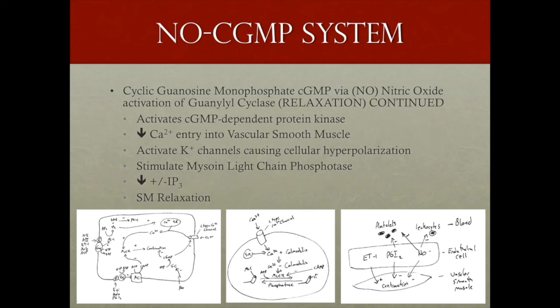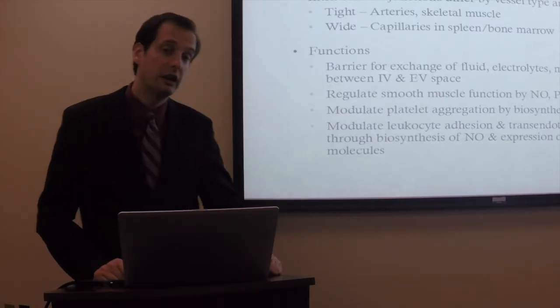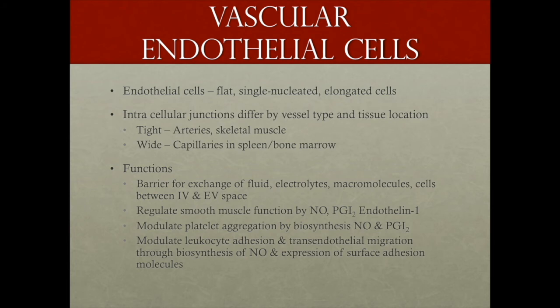Cyclic GMP also decreases calcium entry into vascular smooth muscle by inhibiting slow inward L-type calcium channels. It activates potassium channels, causing cellular hyperpolarization, and decreases the IP3 pathway channel activity, thus again bringing about smooth muscle relaxation. The vascular endothelial cells also become important to discuss.